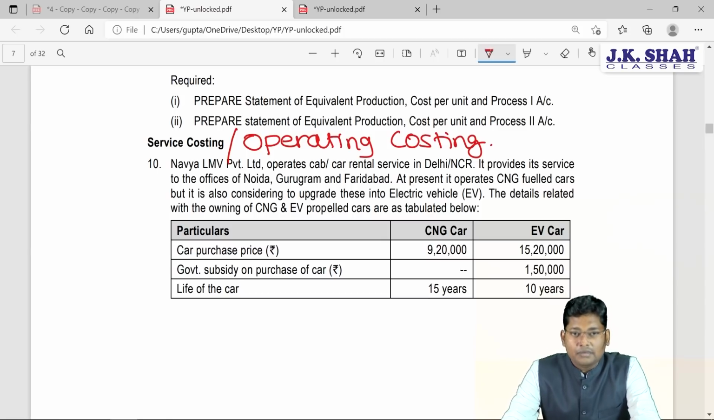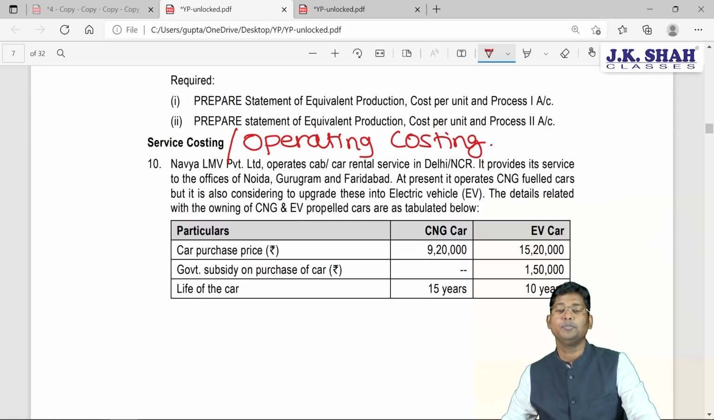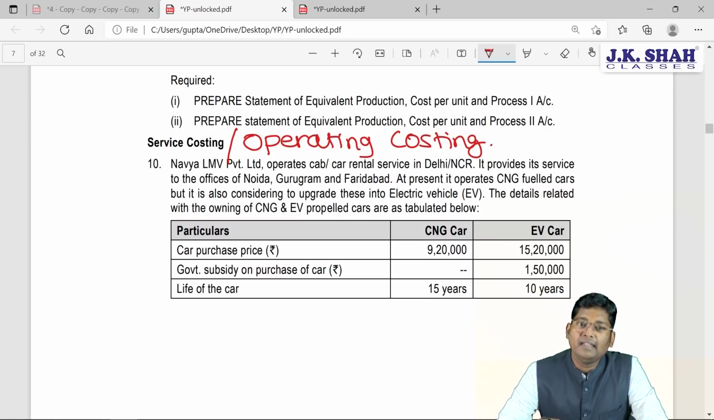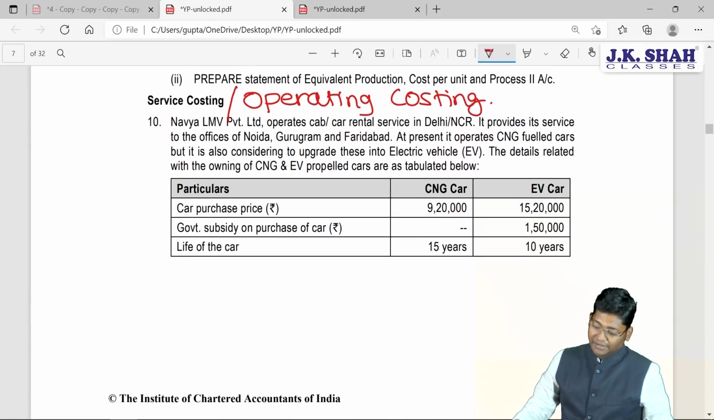Navya LMV Private Limited operates cabs, that is car rental services, in Delhi NCR. It provides its services to the offices of Noida, Gurgaon and Faridabad. At present, it operates CNG fueled cars, but it is also considering upgrading to electric vehicles, which are new generation cars. The details related to the owning of CNG and EV propelled cars are tabulated below. Now details related to CNG car and EV cars are available with us.